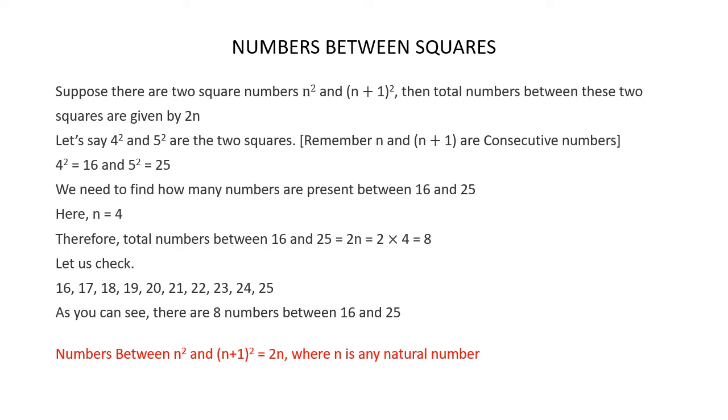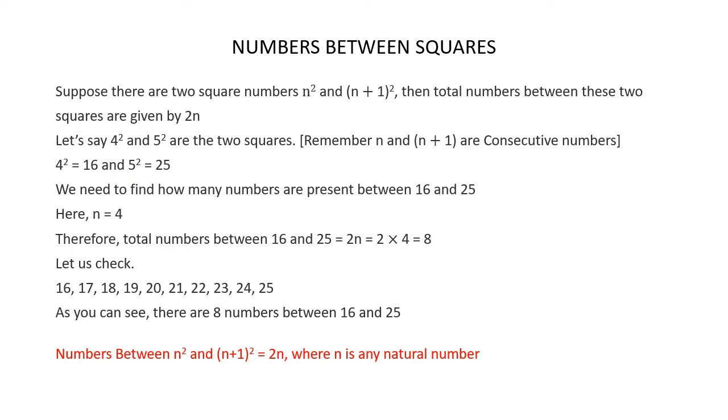Let's understand this with an example. Let's say 4 squared and 5 squared are the two squares. Remember that n and n plus 1 are consecutive numbers. So you have to take 4 and 5 because 4 and 5 are consecutive numbers. So 4 squared is 16 and 5 squared is 25.